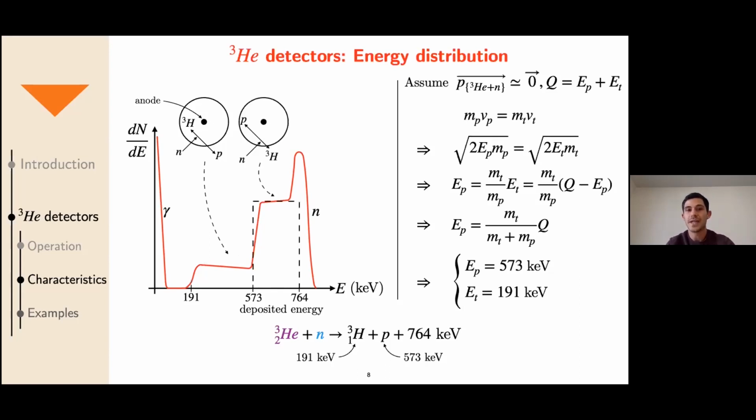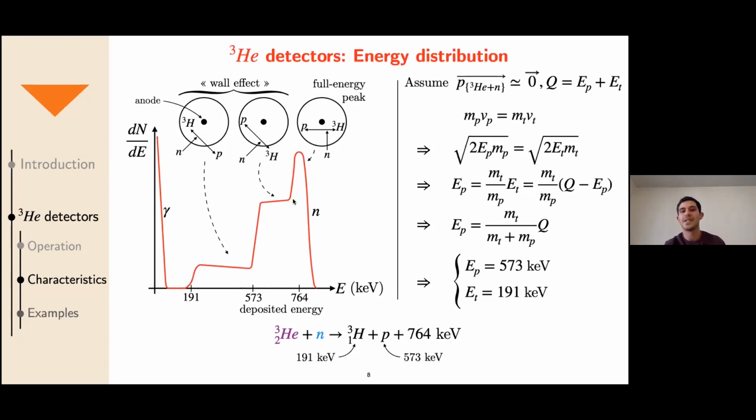So there is another case where we are measuring all the energy of the proton, but only a part of the energy of the tritium. And so we are measuring the 573 kiloelectronvolt plus a fraction of the energy of the tritium, so of the 191 kiloelectronvolt. And so we are in this region of space. And this is what we call the wall effect. And there is the last case where all the track is inside the detector. And so we are measuring a full peak energy with a peak of 764 kiloelectronvolt.